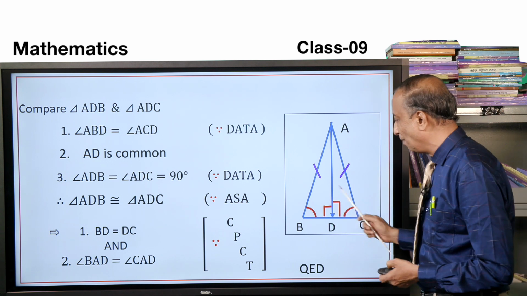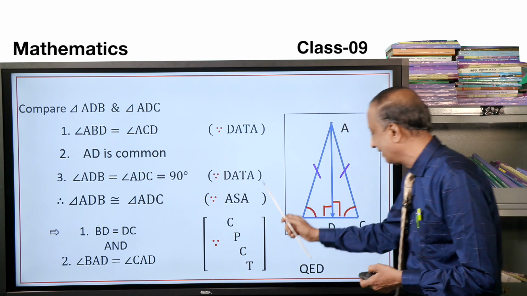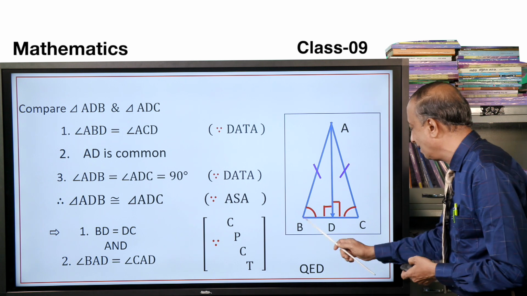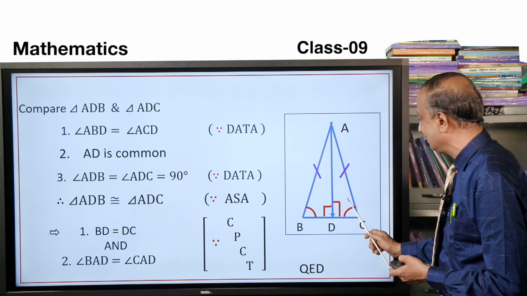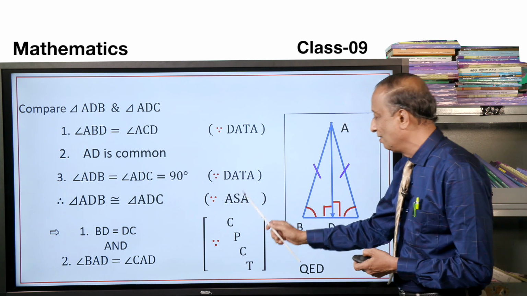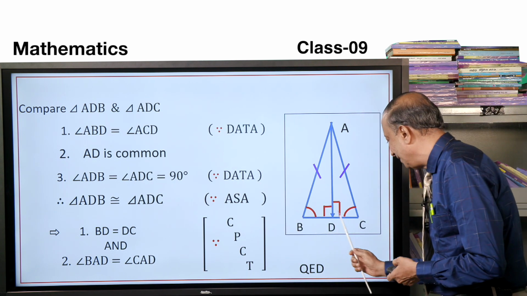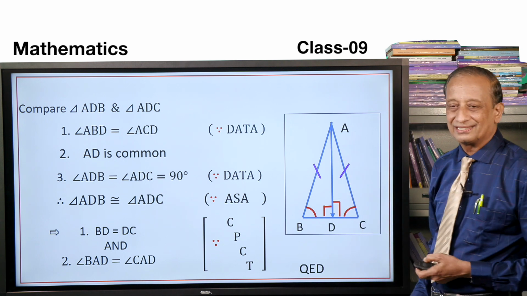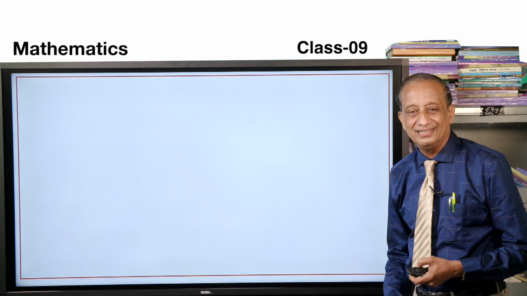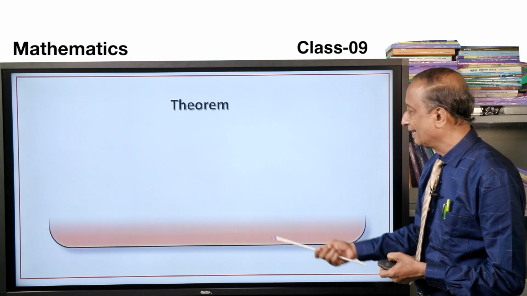See, these two are congruent because of the ASA criterion. Two angles and a side are equal to two angles and a corresponding side. So, therefore, they are congruent. Once they became congruent, the corresponding parts are equal. Therefore, BD and DC are equal and these two angles are equal. Hence, it is proved.